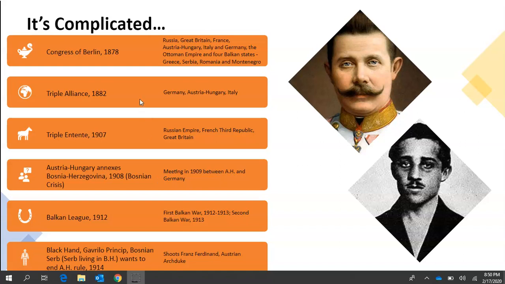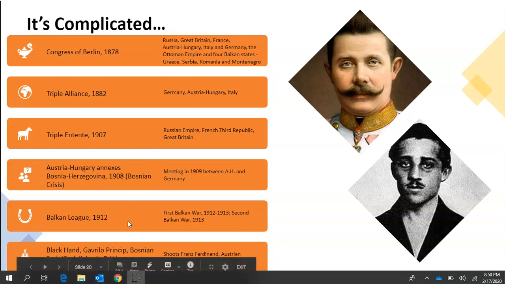We have the Triple Alliance of 1882, where Germany and Austria-Hungary were friends actually since 1879. Italy joins in because Italy's mad at France because France took all their northern territories in Africa. Remember all that imperialism we talked about? Well, in 1902, Italy and France are going to be friends again. Again, it gets very complicated. Then you have Triple Entente in 1907. The Russians, the French, and Great Britain are going to be BFFs.